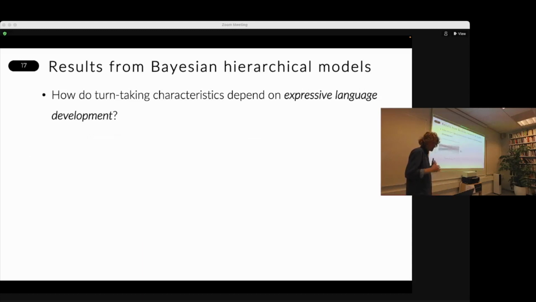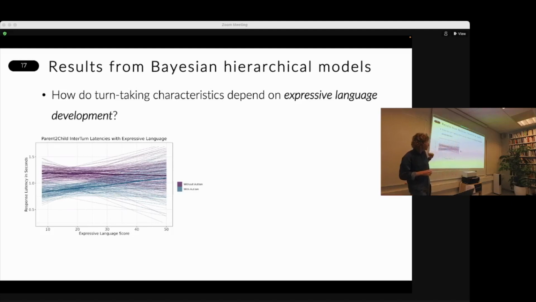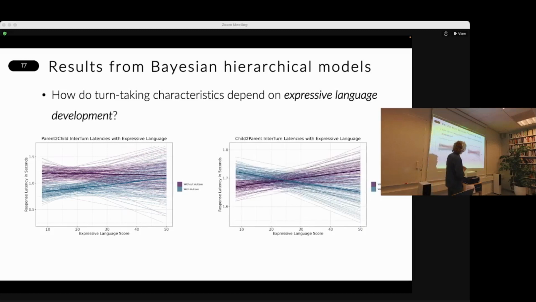Then lastly, expressive language development. Here for the parents of children without autism, we see no real effect of the expressive language score, and we see a slight increase in infants with autism. And then here we see something fairly interesting as well, where we have an interaction effect between autism and expressive language score. So infants with autism show a slower or a faster response latency, yes, than infants without autism.